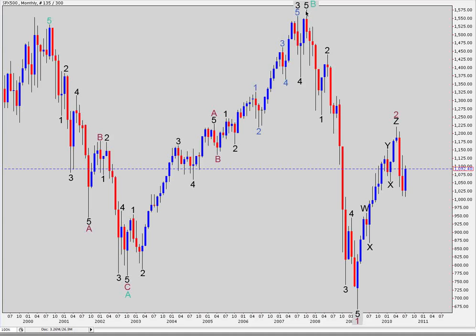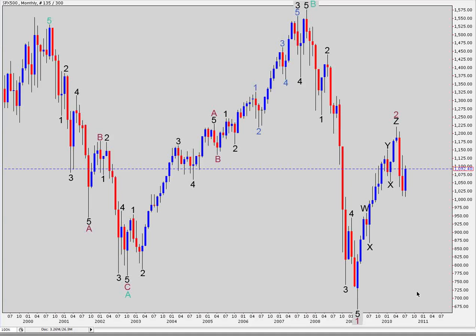A pretty common relationship between A and B within an expanded flat is between A and C. C is often 1.618 the length of wave A. If that's the case in this instance, we may see the S&P drop down to 344.09, and that'll be in a few years' time.